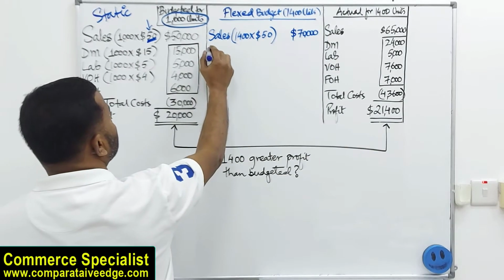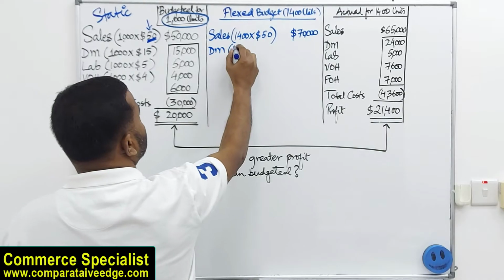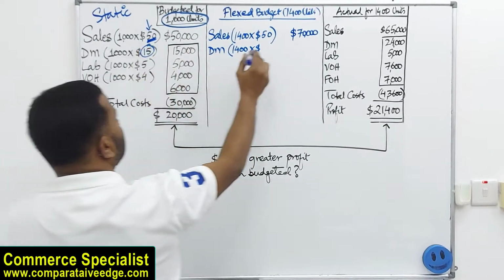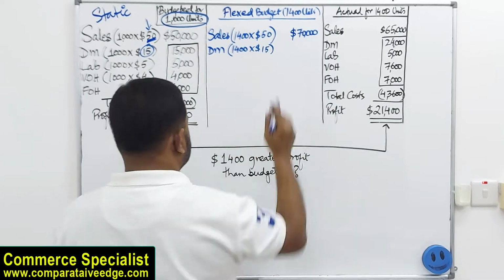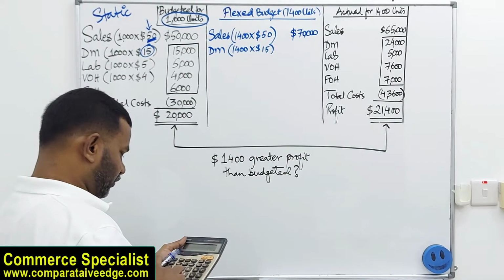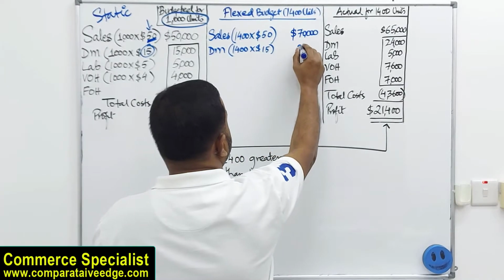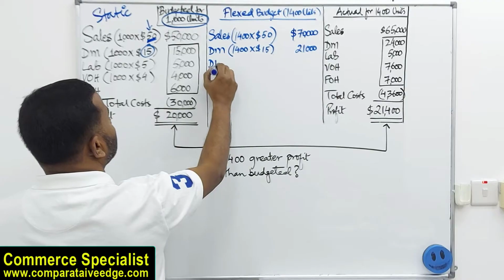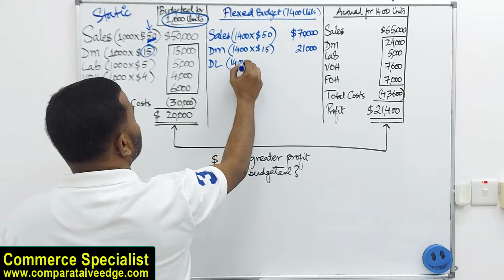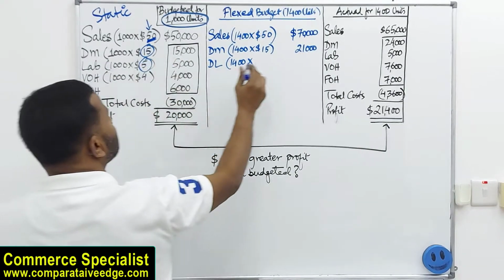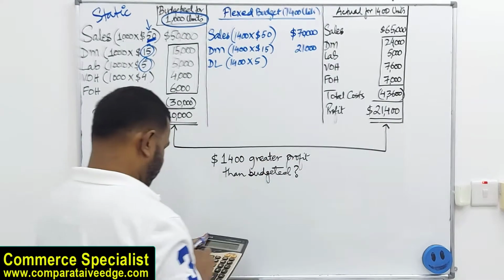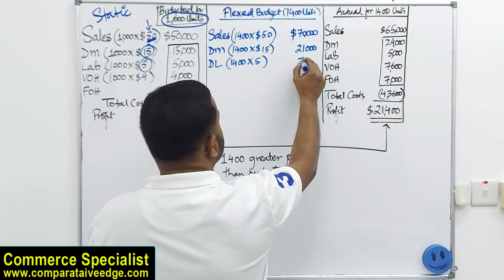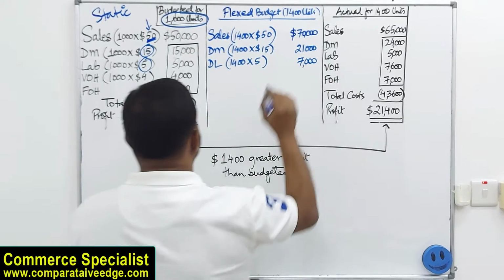All right, let's come to direct material. I'm talking about making and selling 1,400 units. Direct material cost for 1 unit is 15. So 1,400 into 15 gives me 21,000. Direct material cost should have been 21,000. Coming to direct labor, I'm making and selling 1,400 units and labor cost for one unit is 5. So 1,400 into 5 gives me 7,000. That means the labor cost should have been 7,000.